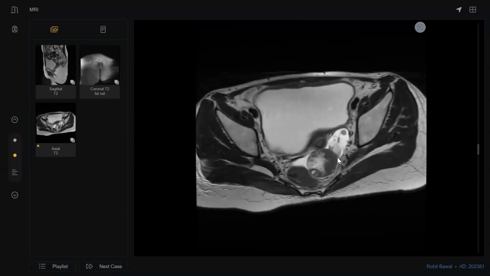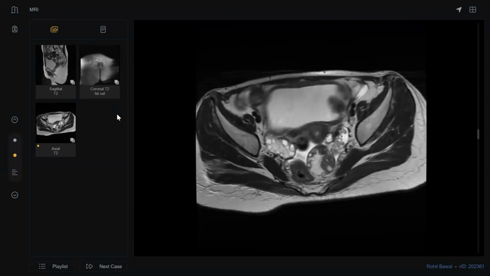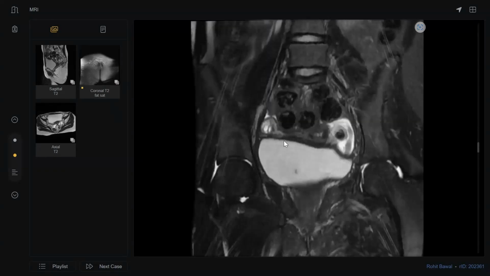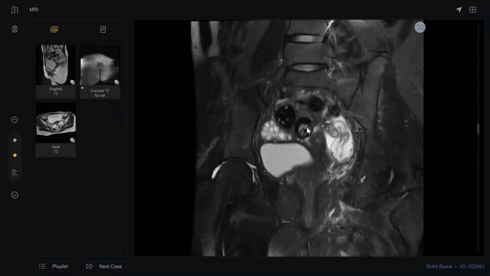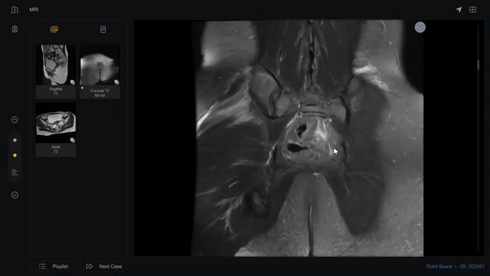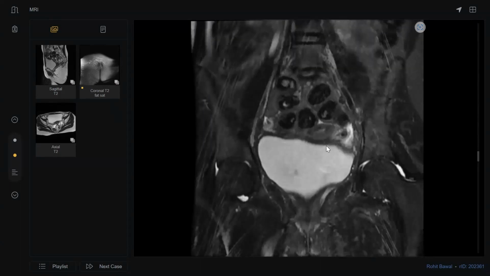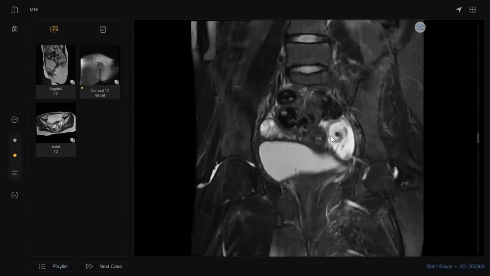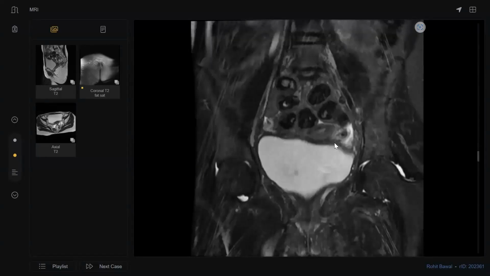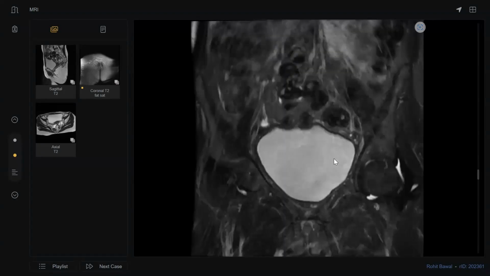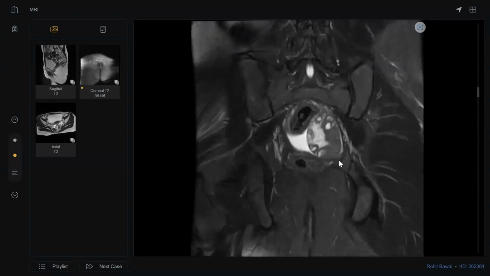I'm looking at the pedicle. I need to look at the fat set images. I think this is coronal fat set image. Uterus is also tilted towards the torsed ovary. Also, I can appreciate that there is low intensity focus. I need to rule out any underlying mass that could be the cause for this ovarian torsion.